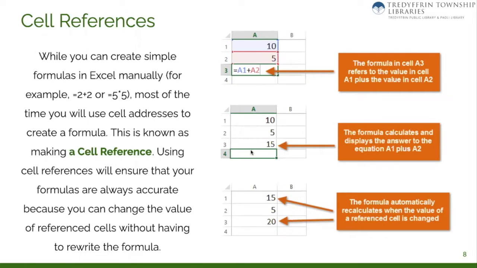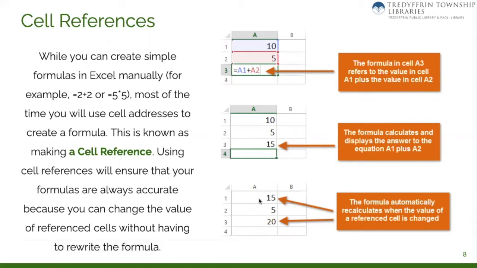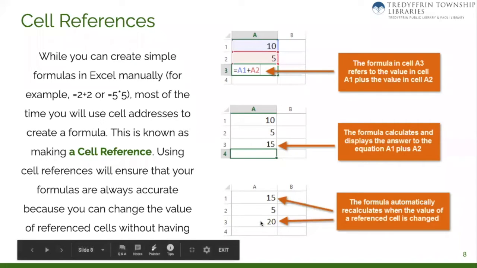I mentioned that using cell references will ensure that your formulas are always accurate because you can change the value of a referenced cell without having to rewrite the formula. So say our A1 value has increased to 15. We can just type in the new value without having to rewrite the equals A1 plus A2. And Excel will automatically do the math for you and correct the value of A3, which is A1 plus A2.